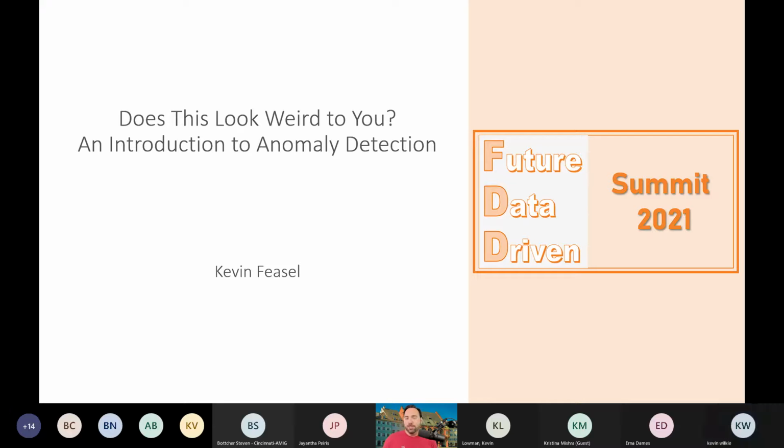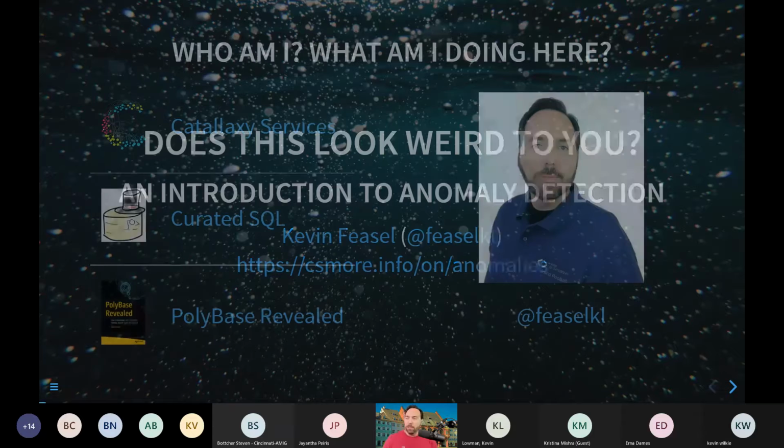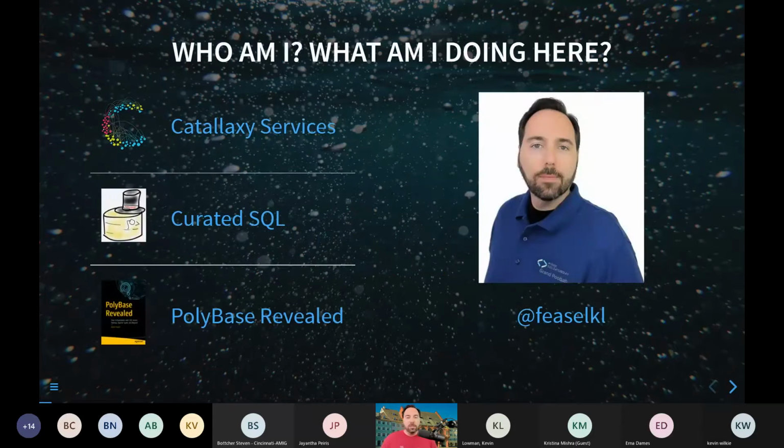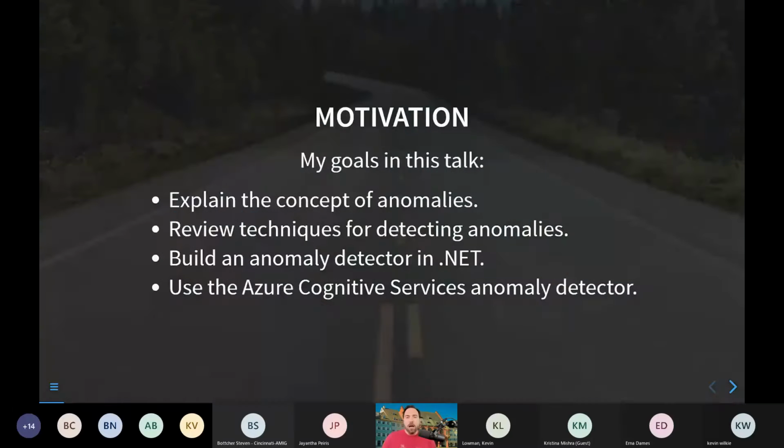An Anomaly, an introduction to anomaly detection. My name is Kevin Feasel. I am a Microsoft Data Platform MVP out of Durham, North Carolina. I also run a predictive analytics team here, and I have a blog called Curated SQL. The idea of Curated SQL is I try to find and link to 5 to 10 interesting posts per day on topics all across the data platform space. Check that out, curatedsql.com.